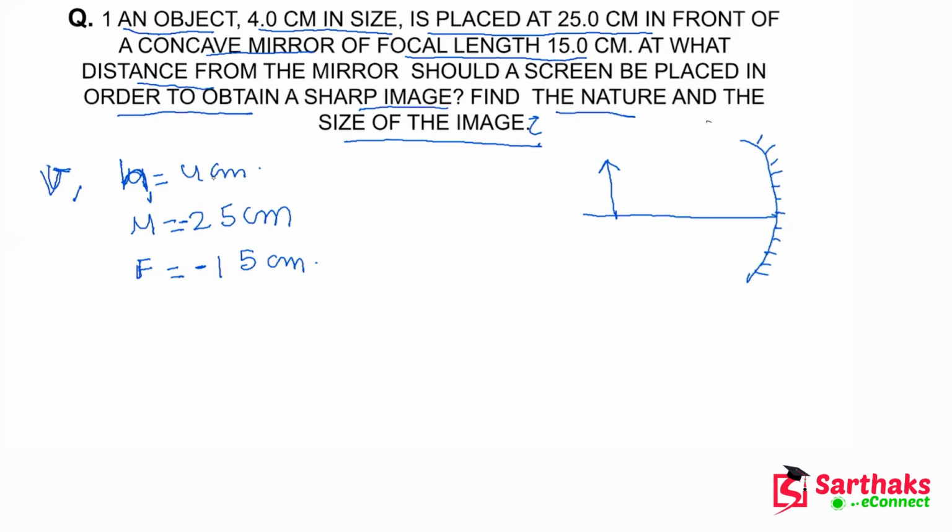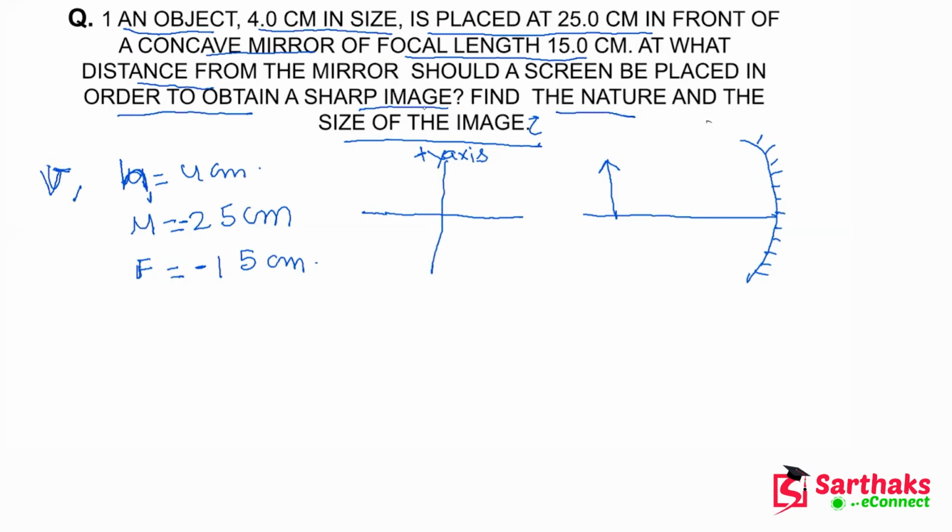Now the height will be positive because it is upright. It is on the upper side of the principal axis. Or you can also understand this with the help of a graph. In the graph, the positive y-axis or the upper y-axis is taken as positive. So that's why the height will be positive, or 4 centimeter.